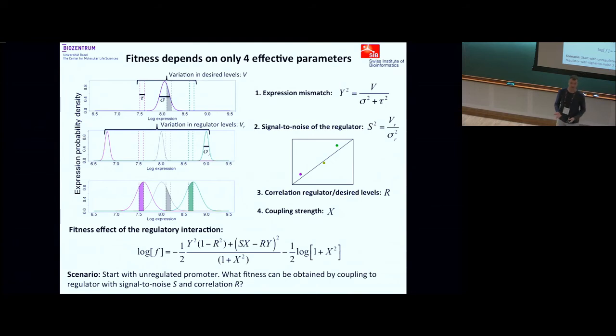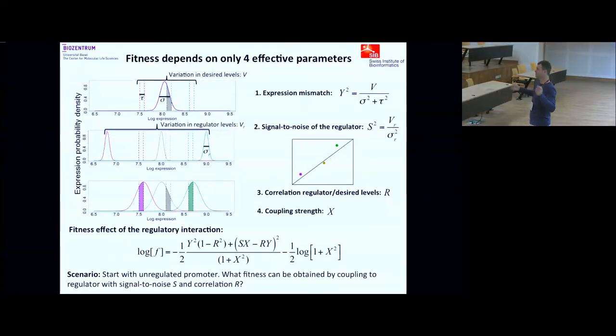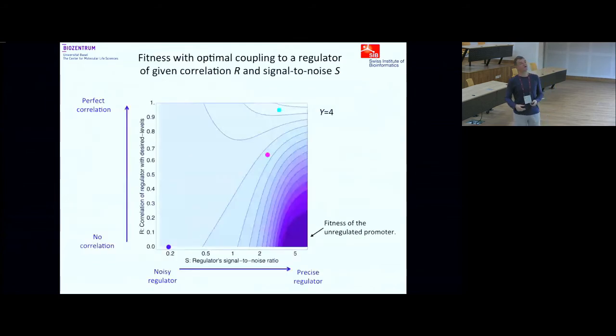It's not so intuitive what this now predicts, so I will show you with a simple example. I will start with a promoter that's unregulated and is fairly unhappy. This number here, y squared, is I think 16. So it's on average 4 standard deviations away from where it wants to be. Now I'm going to ask, if I couple this promoter to a regulator that has a certain signal to noise and a certain correlation with the desired levels, and I tune the coupling strength to be optimal, what fitness can I get to?